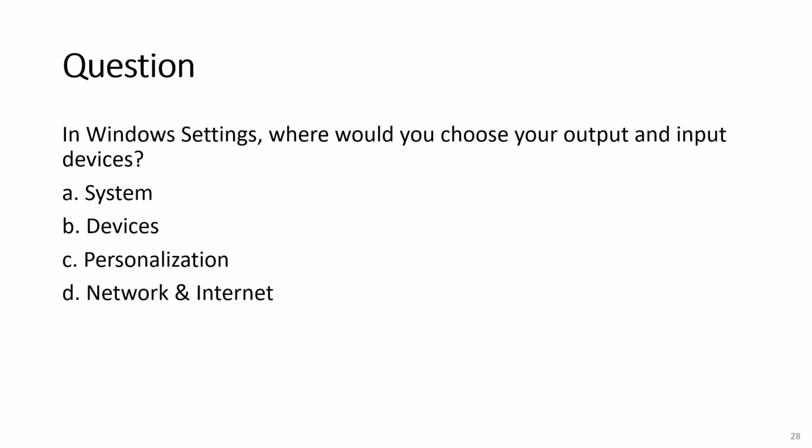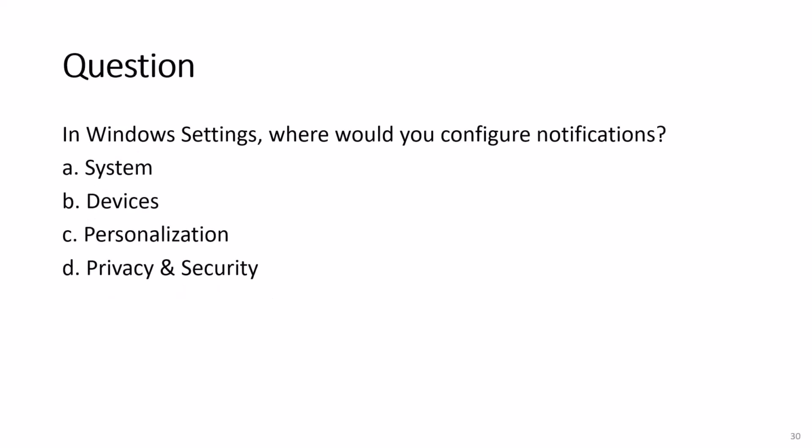Question: In Windows Settings, where would you choose your output and input devices? Answer: System. Question: In Windows Settings, where would you configure notifications? Answer: System.